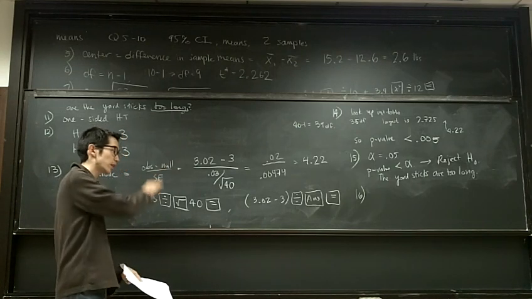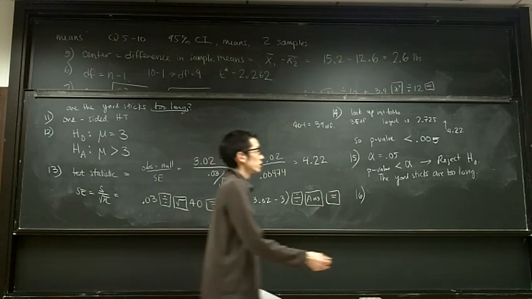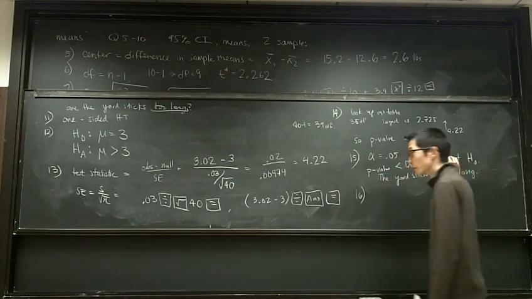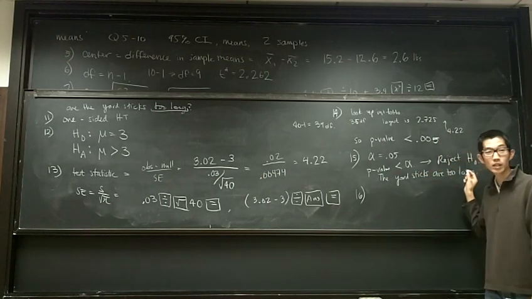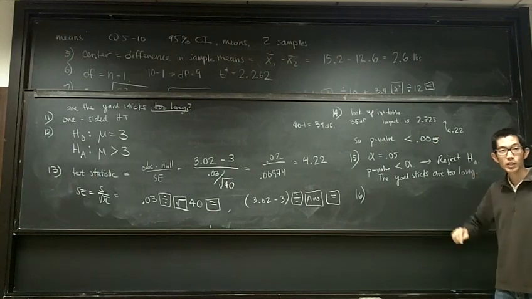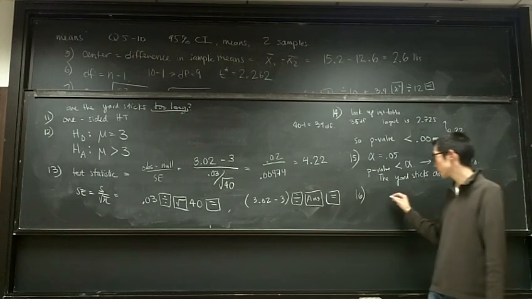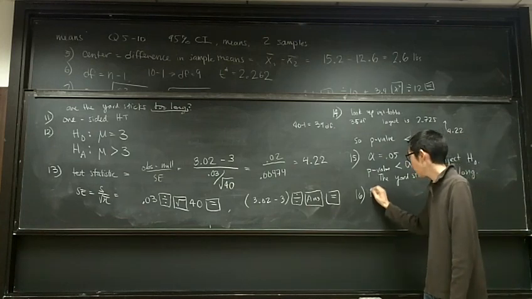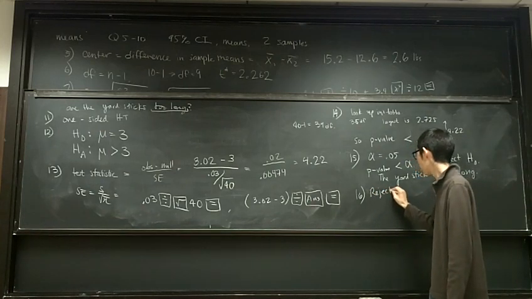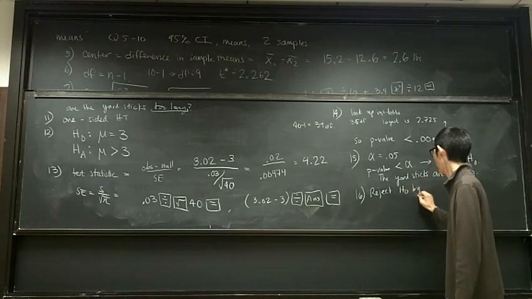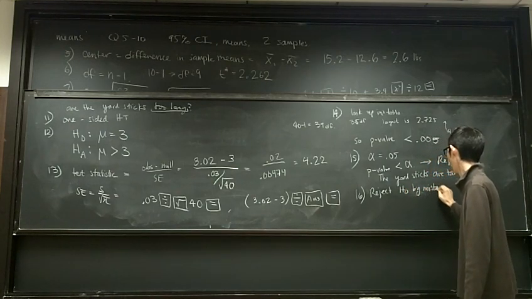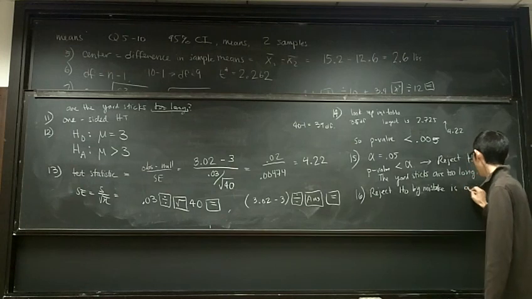All right, and then last part, number 16. So we rejected the null hypothesis. If this was a mistake, what kind of error is that? Type 1 or type 2? It's a type 1 error. Rejecting H0 by mistake is a type 1 error.